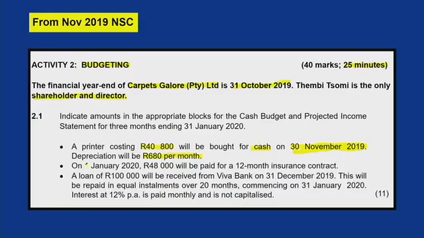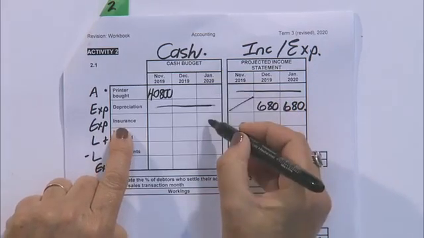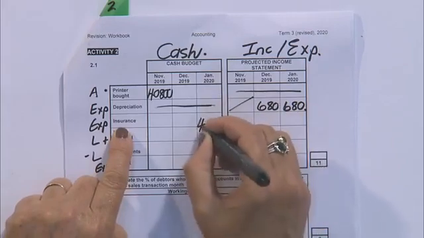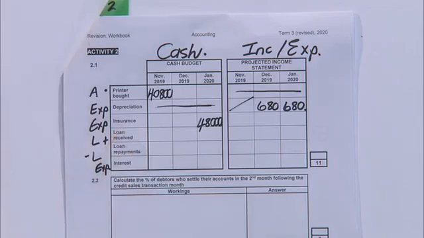shows me that on the 1st of January, so that's the third month of my budgeting period, 48,000 will be paid. But it's a 12-month insurance contract. So we'll get back to that. When we want to know about money, the cash budget is really easy, because it's the 1st of January and it's a payment. So let's go here. Insurance, January the 1st, paying the whole amount. So I'm paying 48,000 Rand. But it is for 12 months.